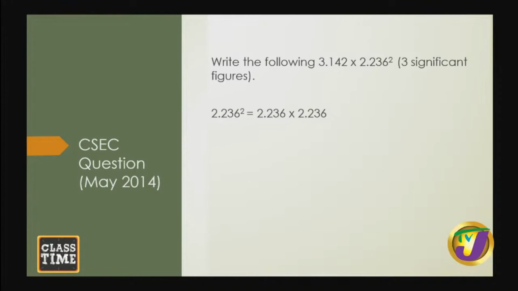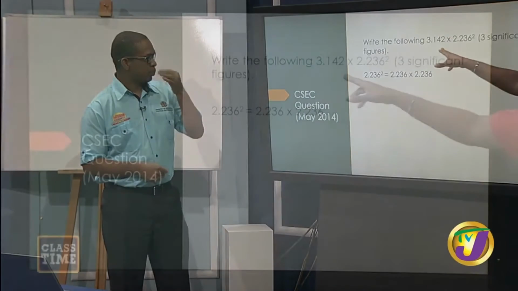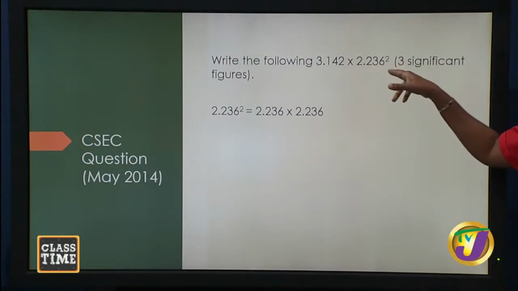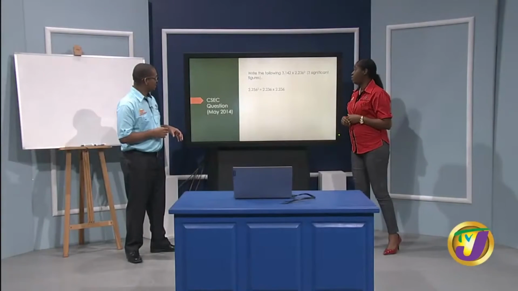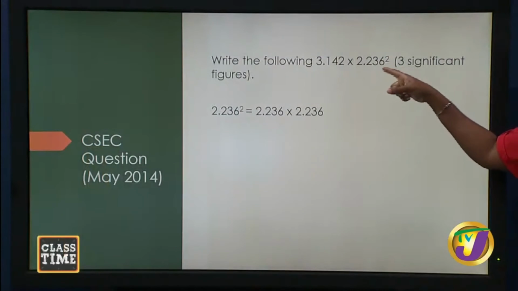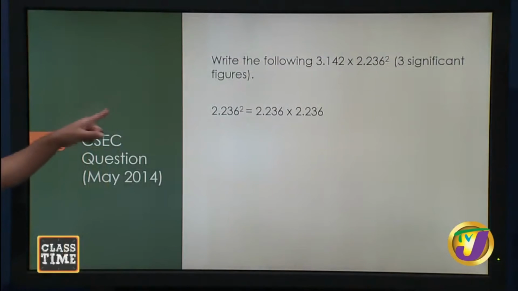Yes. So notice we have two operations, Tyrone. We have multiplication and we have exponents. So I'm seeing CSEC integrating the two concepts, both significant figures and order of operations. Very good. So we need to work the exponents first. Once we square that number, we will get this as our solution for the square of the value.